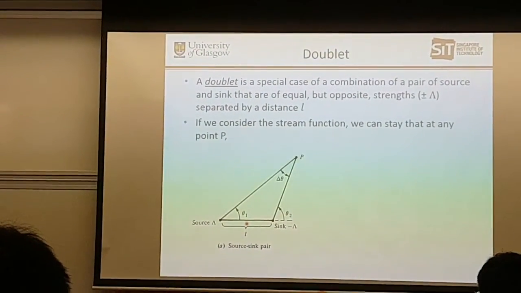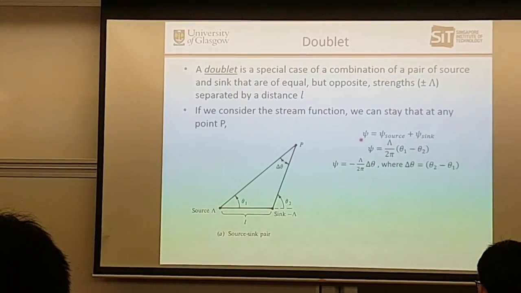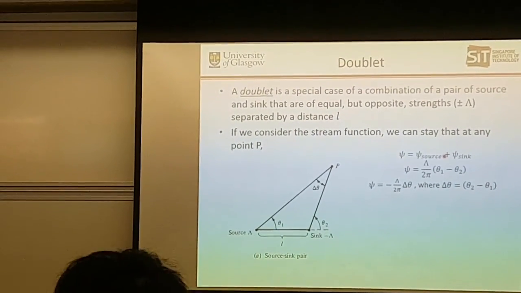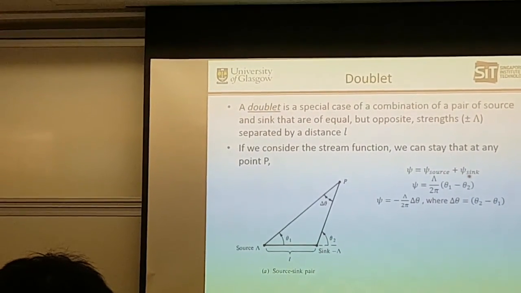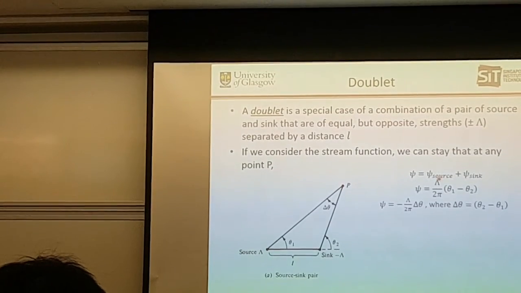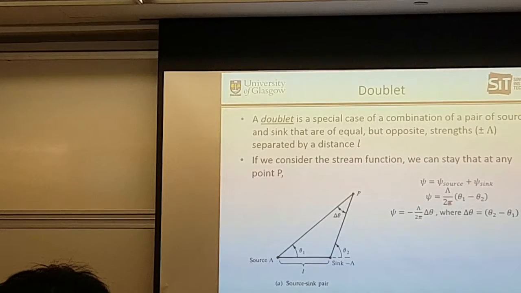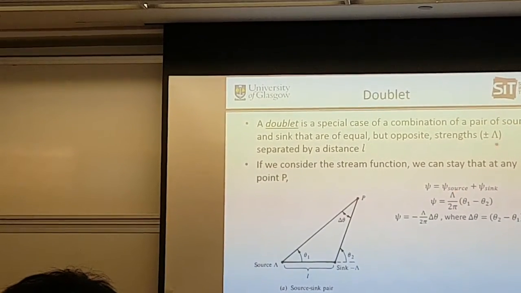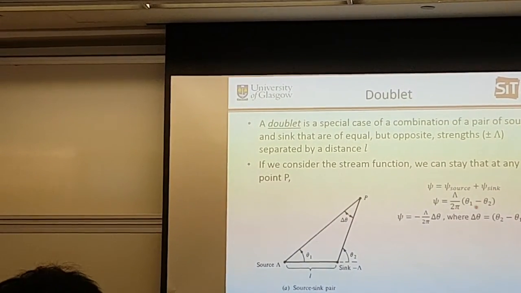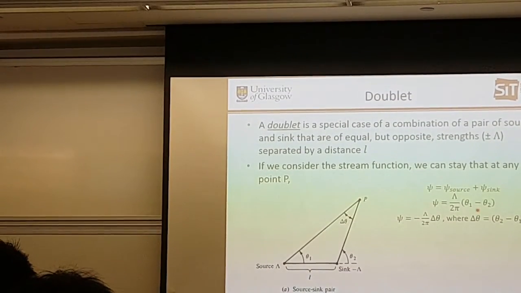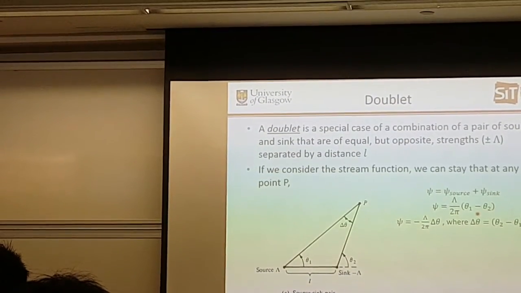So how to do that? If I want to find the stream function at point P, as I said, it must be because of both the source and the sink, so I must add these two up. When I add these two up, because the source is a positive value and the sink is a negative value, I will have a negative value here. Do you understand what I'm saying? Yes or no?